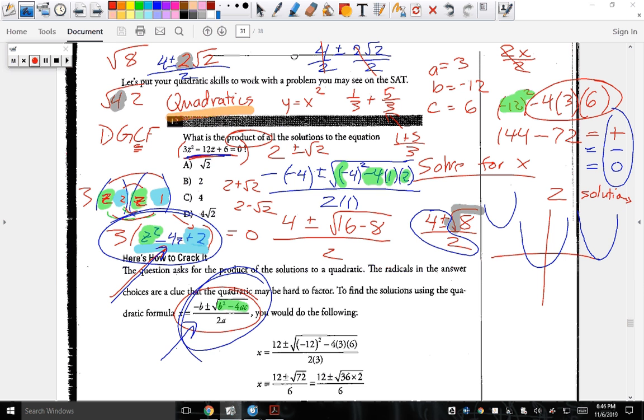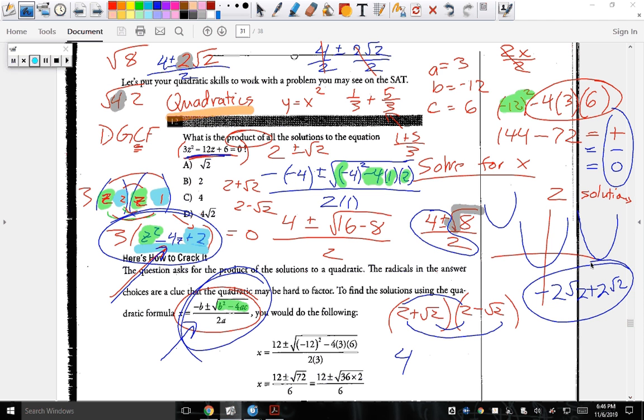So what does product mean? Multiply. Here we go. So 2 plus root 2 times 2 minus root 2. If I multiply these, I get 4. Outside and inside, look what I have. I have 2 root 2, that is a negative, and then I have a 2 root 2, that's a positive. What do those become? 0.